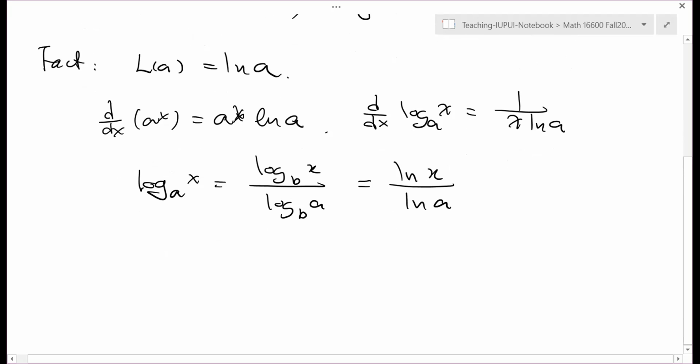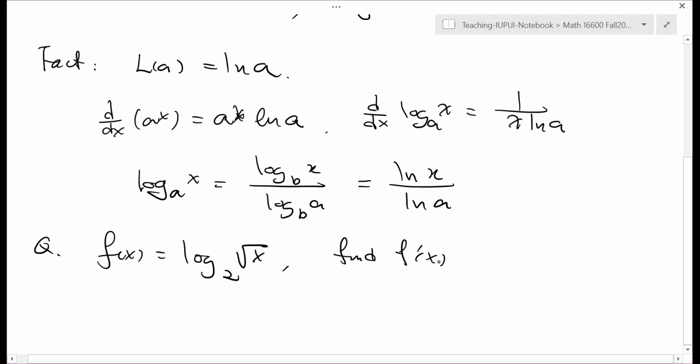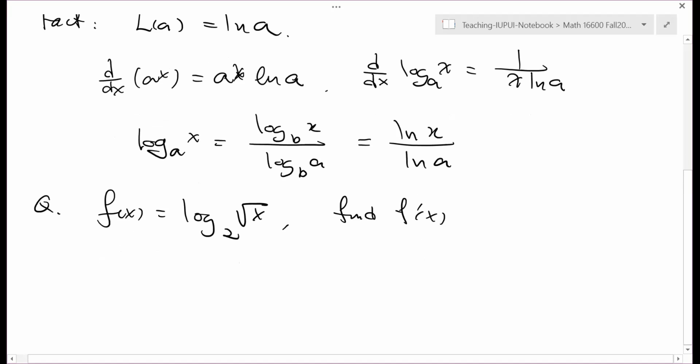Let's take a look at the first example. We are given this function. What do we want to do? We want to find the derivative. There are a couple ways to find the derivative. The first method is just use the chain rule, and this will be more complicated because this is a composite of two functions. One is log with base 2, another one is square root of x. So when you find a derivative, remember, this is use the chain rule.